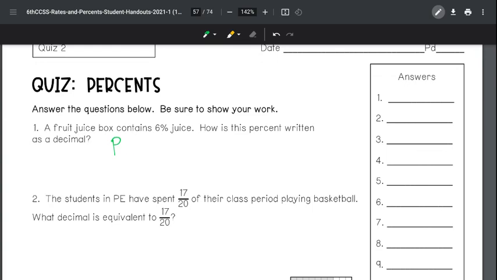Percent to decimal, you divide by 100. So 6 divided by 100, you should have got 0.06.